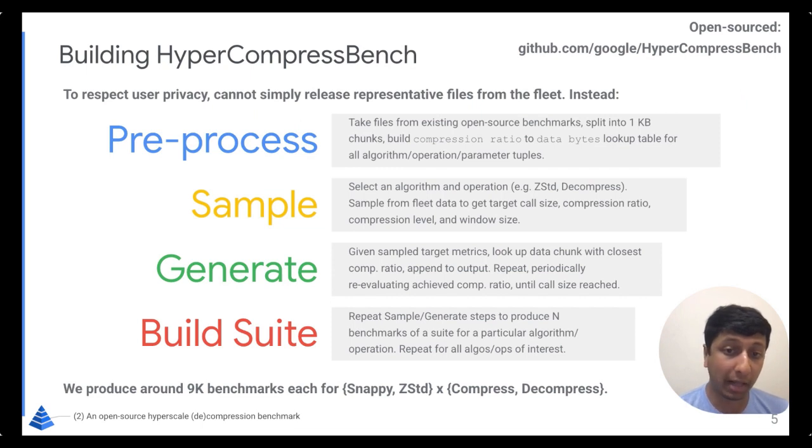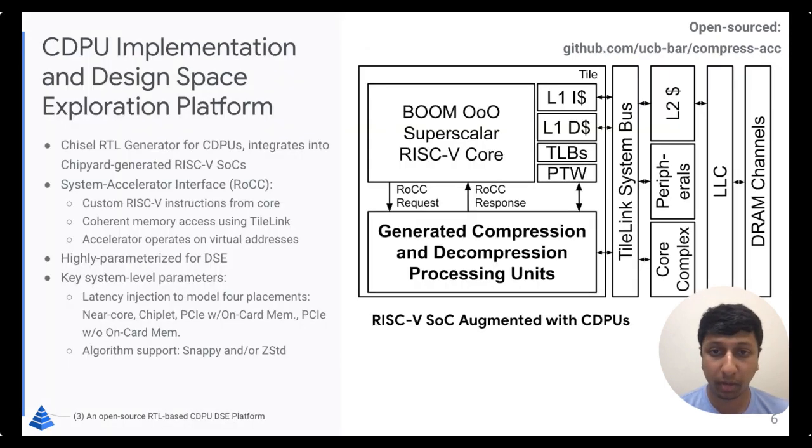As a first step towards evaluating CDPUs in hyperscale environments, we built HyperCompressBench, an open-source hyperscaler-representative compression benchmark suite that represents Google's fleet-wide usage of compression and decompression. We then built a CDPU implementation and design space exploration platform where we implement CDPUs as Chisel RTL generators and integrate them into Chipyard-generated RISC-V SoCs to evaluate the feasibility of CDPUs in a hyperscale context. These implementations are highly parameterized, enabling us to explore various placements and various parameters of the CDPUs themselves.